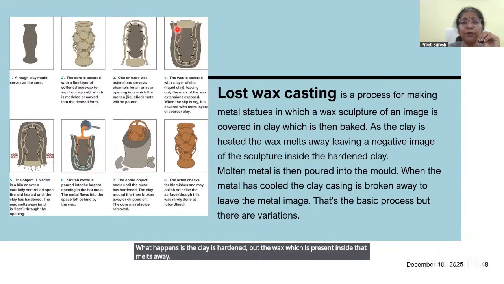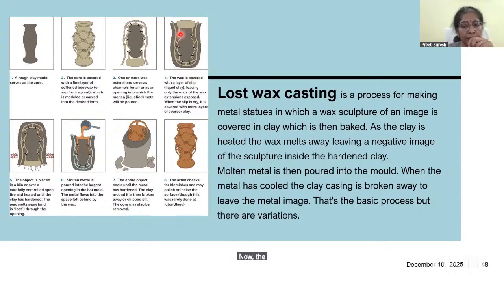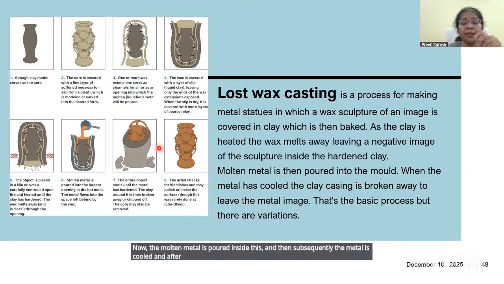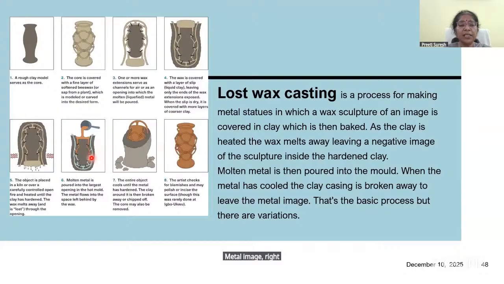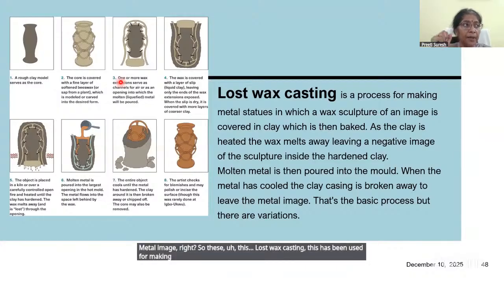Now what we get is a cast made up of solidified clay. Inside this cast, the molten metal is poured. Subsequently, the metal is cooled, and after the metal is cooled, the clay casing is broken, and what you get is a metal image, right? So this lost wax casting has been used for making such metal sculptures or metal statues.